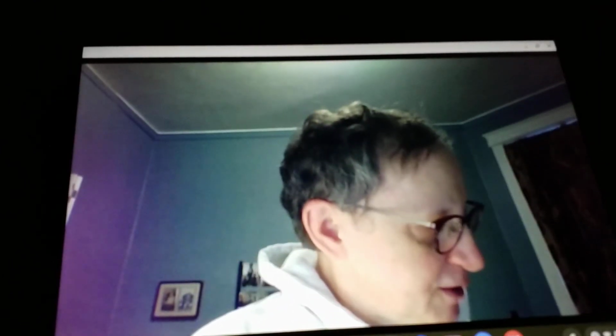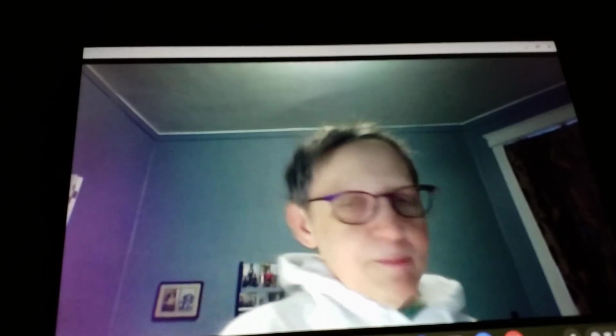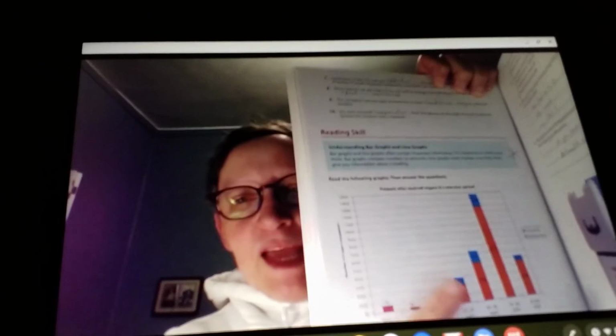Okay, so the first graph that you see on page 174 is called a bar graph. So it's this one right here. One of the ways that bar graphs are usually used is to compare quantities, to compare how much or how many of something. So the first thing you always need to do with a graph or chart is to make sure you understand the title. Like, what are they measuring? What are they showing to you?